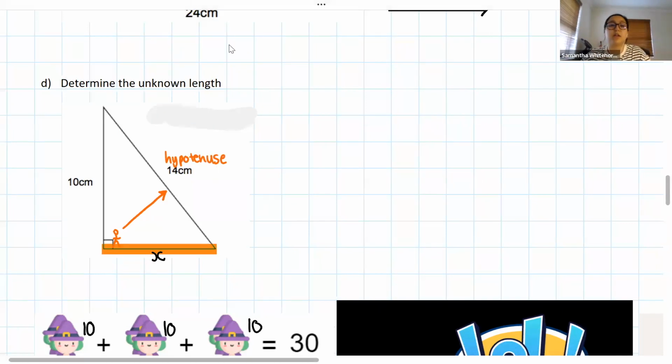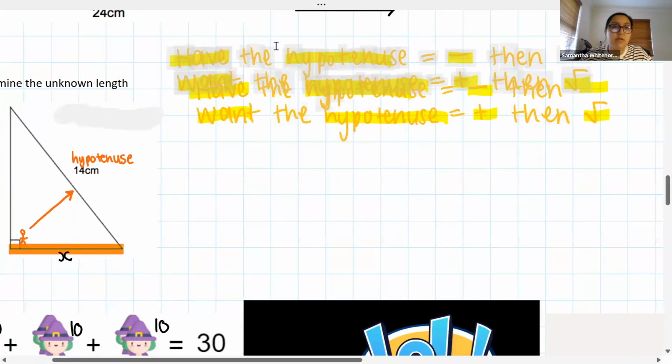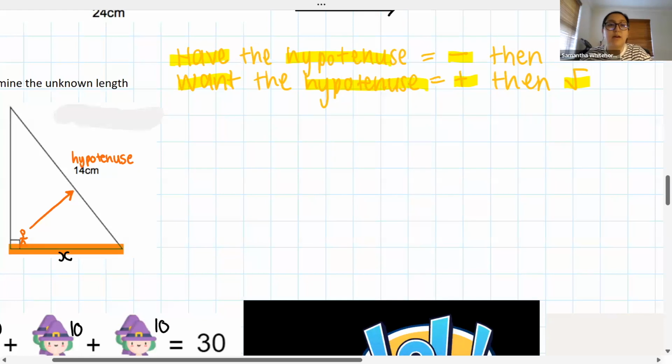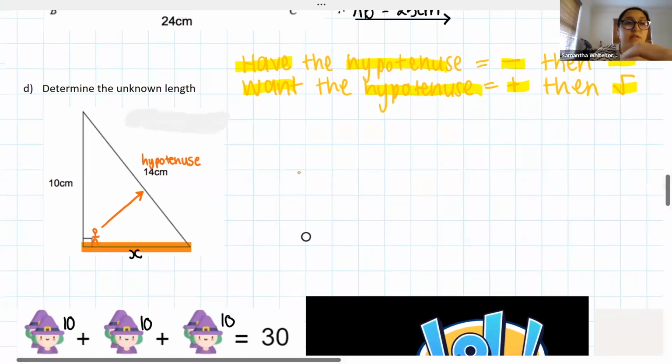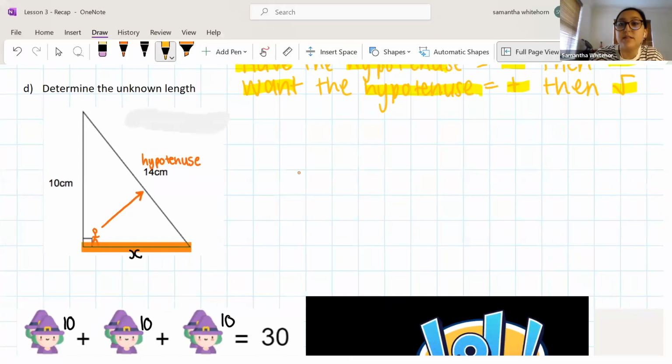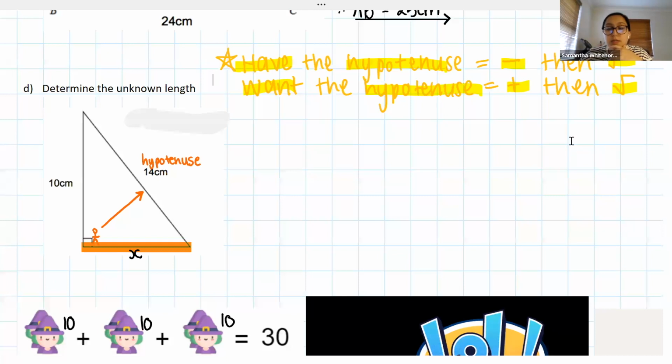And remember, we've got our little rule. Okay, I've still got it copy pasted. We have our little rule. Depending on what we have, depending on what we want, we do slightly different things. In this question, I have the hypotenuse. So we need to bear that in mind. Okay, so I've helped you a little bit. I want you to try this question by yourself. We're solving for this value of x. Let's see what we get.